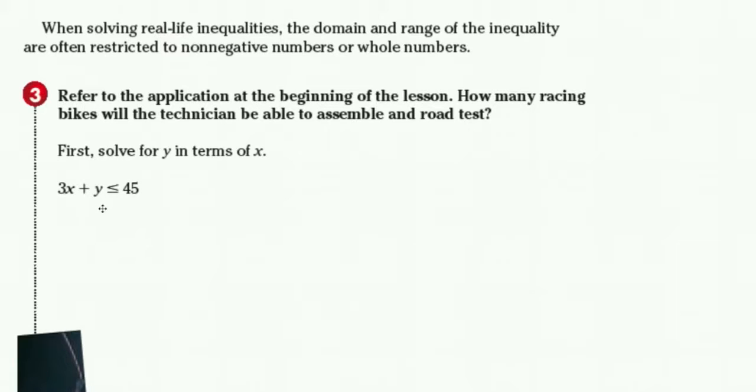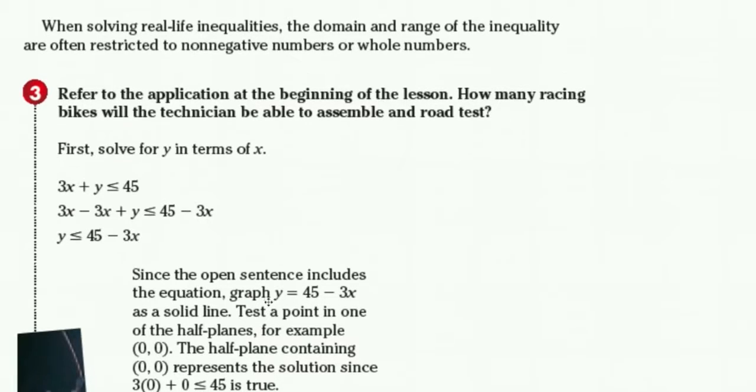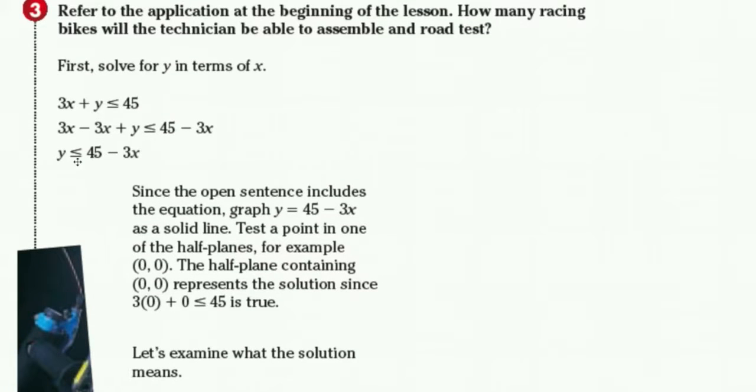So we copy the inequality and solve for y by subtracting 3x from both sides. Then you have y is less than or equal to 45 minus 3x. To be able to graph y is less than or equal to 45 minus 3x, we need to graph the boundary y equals 45 minus 3x, which becomes a solid line. Again, why is it a solid line? Because the inequality is less than or equal to.